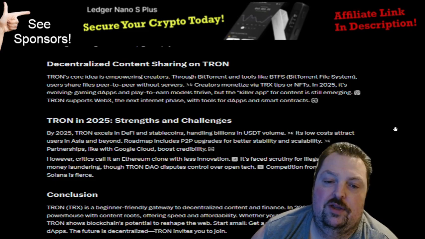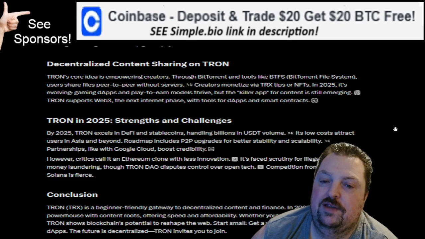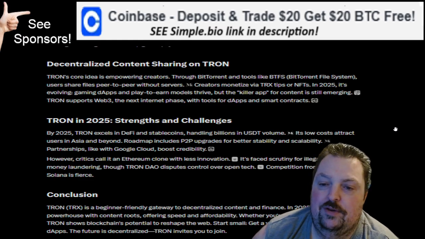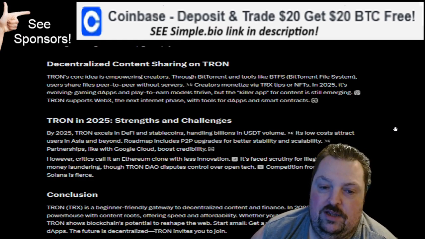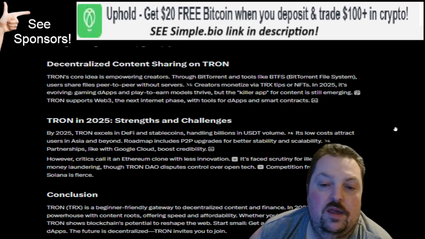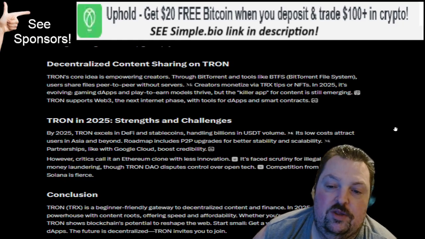However, critics call it an Ethereum clone with less innovation. It's faced scrutiny for illegal use, like money laundering, and TRON DAO disputes over control of open tech. Competition from Ethereum and Solana is fierce.